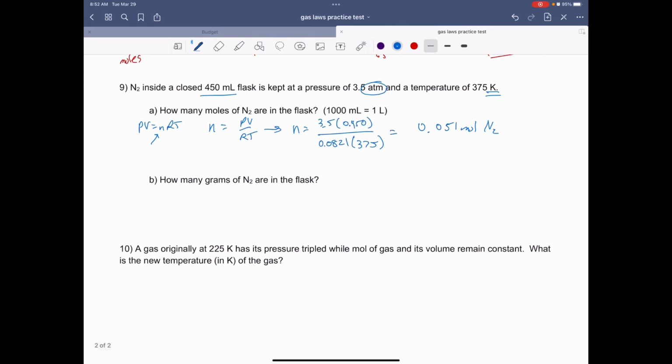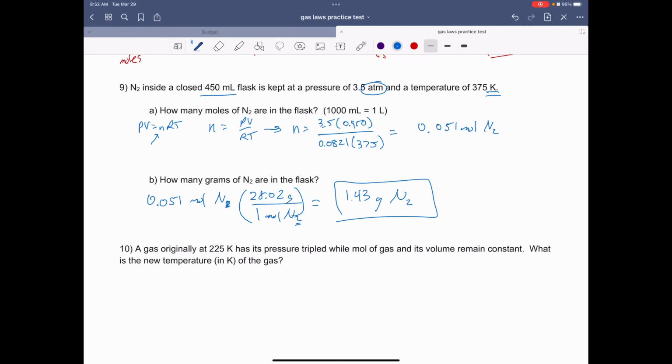So, we have 0.051 moles of N2. 1 mole of N2 is, since a mole of just single N is 14.01, N2 is going to be 28.02 because you're doubling it, right? 28.02 grams. Again, because we have 2 nitrogens, not just 1. So 0.051 times 28.02, 1.43. We get 1.43 grams of N2 gas.